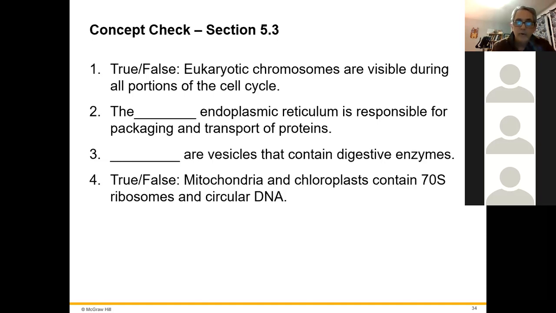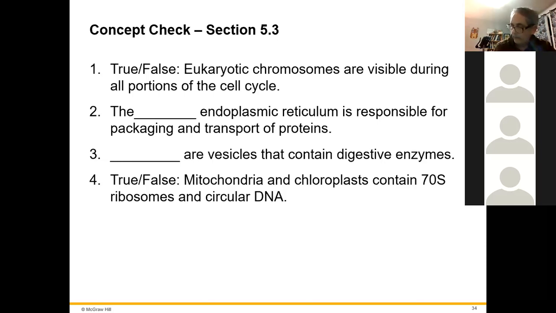True or false? Mitochondria and chloroplast contain 70S ribosomes and circular DNA. Is that true or false? That is actually true. Remember, we believe that mitochondria and chloroplasts evolved from an endosymbiotic relationship, that originally they were prokaryotic cells living independently and developed an endosymbiotic relationship, and they've lost their ability to live independently.